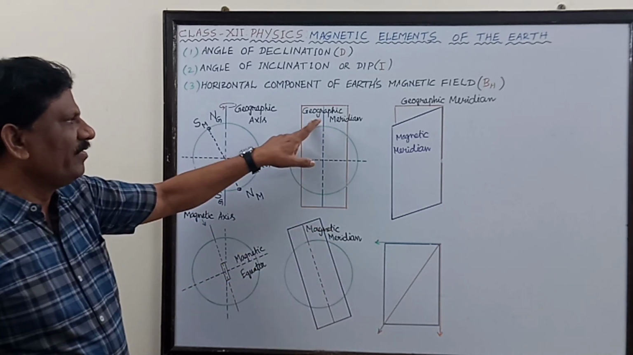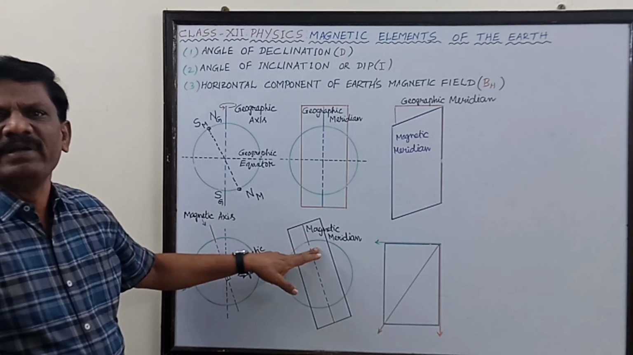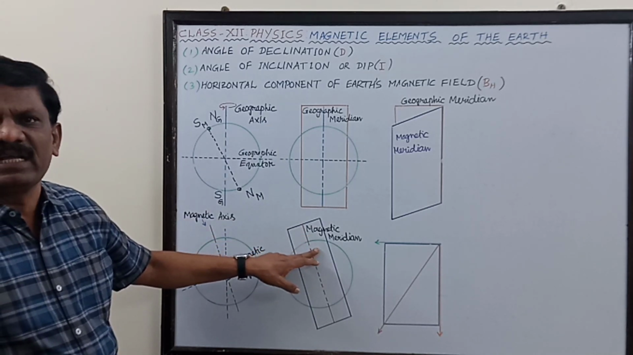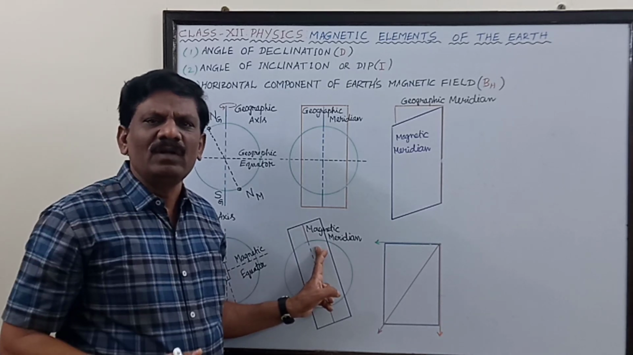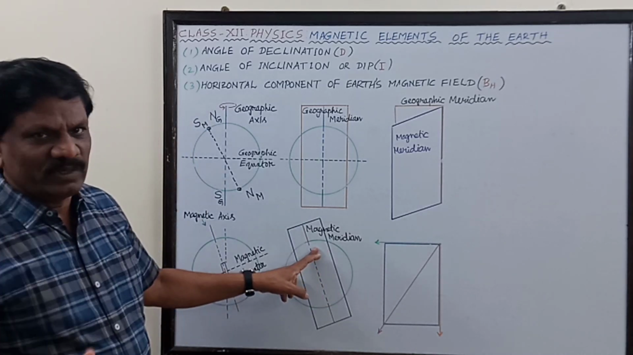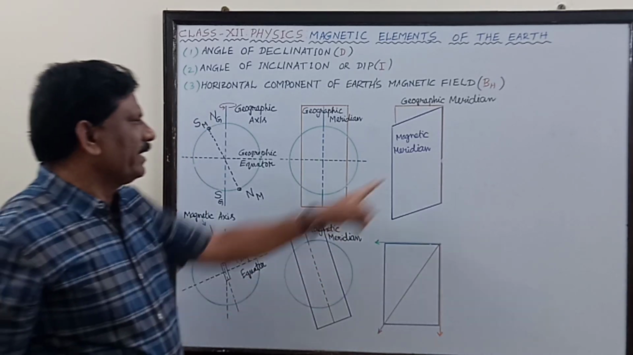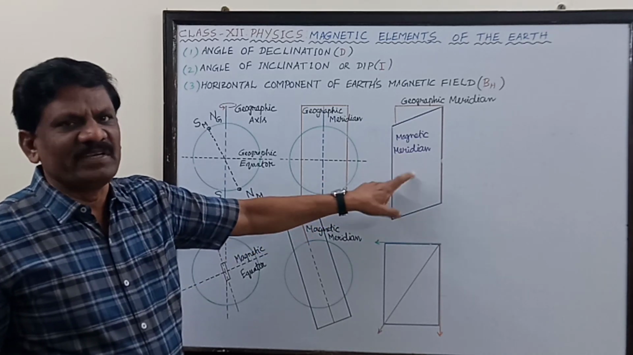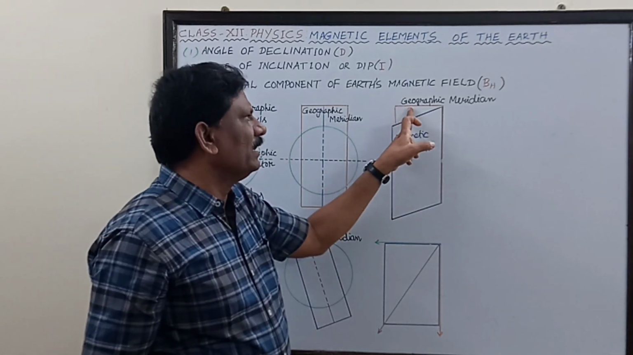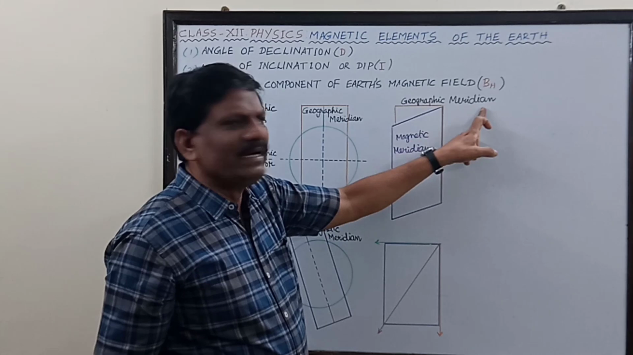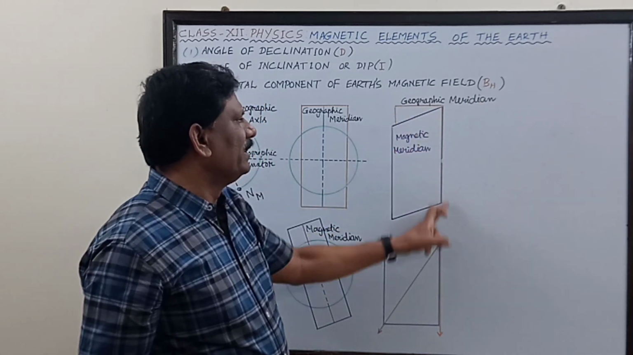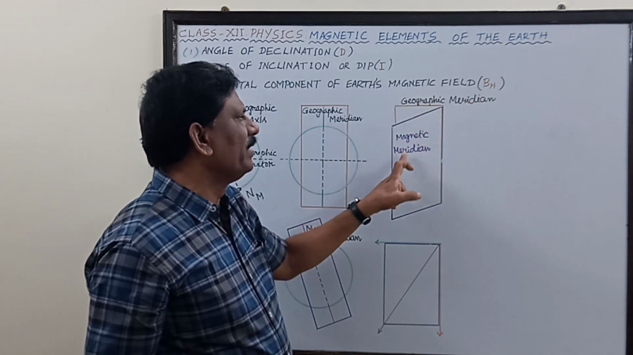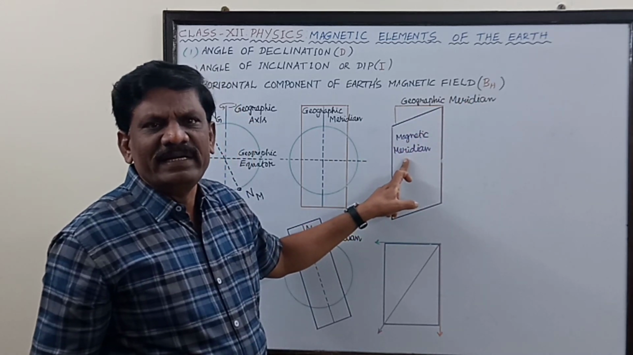So the geographic meridian and the magnetic meridian are not coinciding with each other. They are making some angle. They are inclined to each other. That idea you should have. Okay, so that I have shown separately in the fifth picture. Can you see this one? This is the geographic meridian, and the other plane which is inclined to the geographic meridian is called the magnetic meridian.